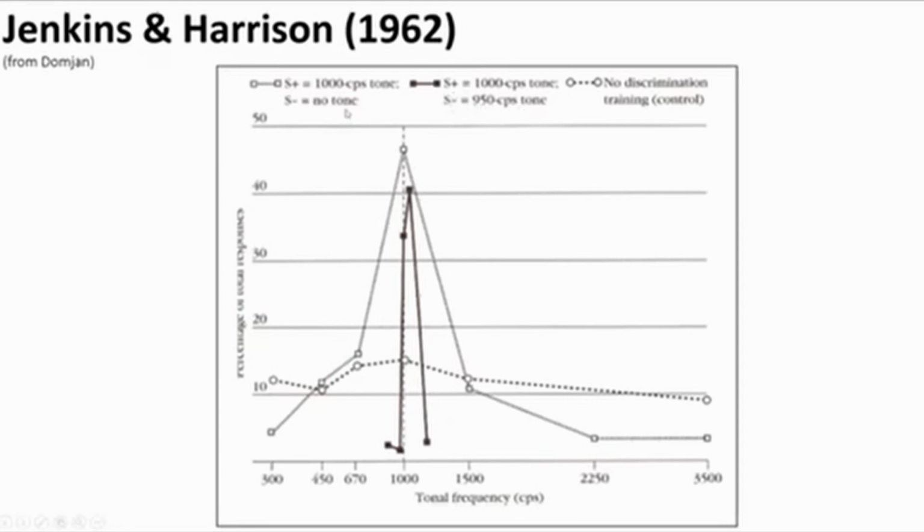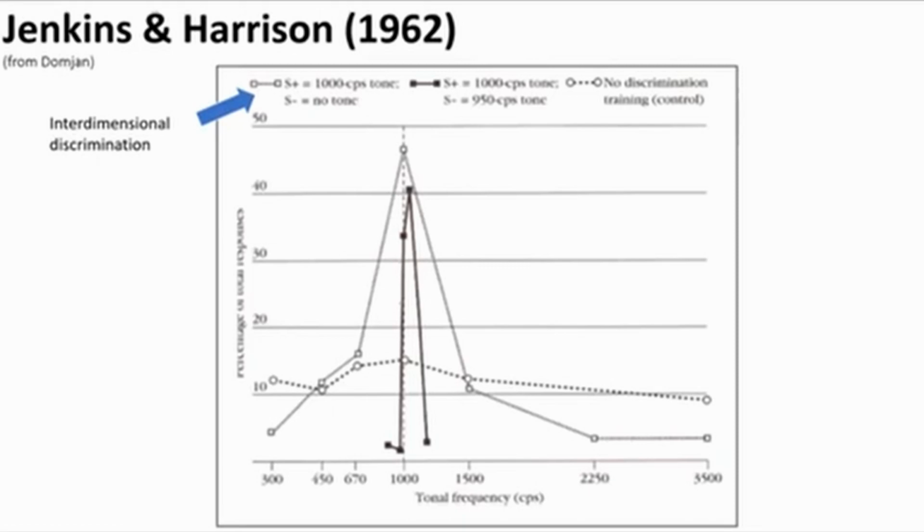So it's not just a lack of tone, now it's a 950 Hertz tone. So this is telling them specifically that if you peck at this specific frequency, you get food, and if you peck at this other frequency, then you don't get food. So our first example, where it's a discrimination between a tone and no tone, that's an interdimensional discrimination, where you're telling the difference between a tone and a lack of tone.